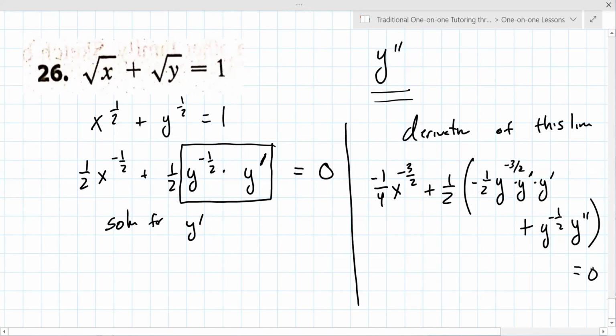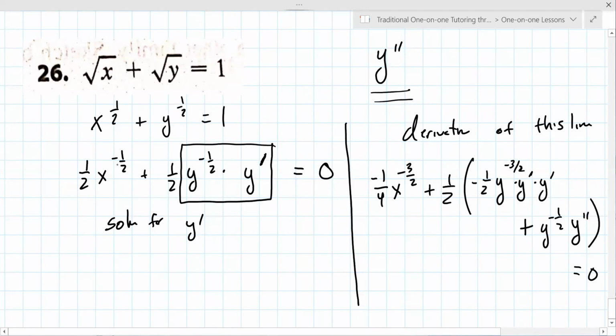Okay, so the issue is that you need to solve for y double prime and you need to substitute it for y prime in this awful thing. So we have to solve for y prime over here on the left first, and then we'll come over here and deal with this on the right.